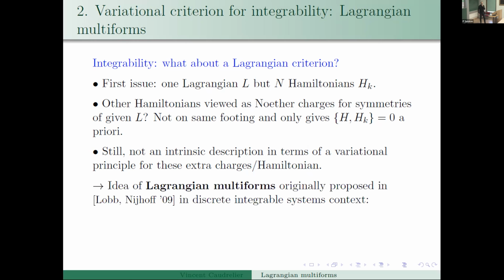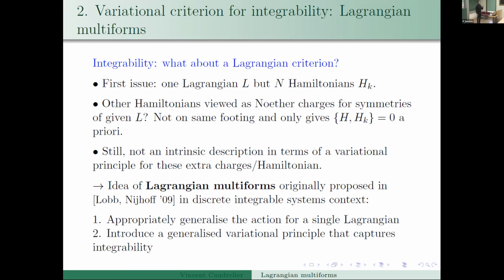And there came the key idea in 2009 by Frank and his PhD student at the time, Sarah Lobb. If you look at the paper, you will not recognize any of what I'm going to present today, because it was done in the discrete integrable systems context. But actually, the key idea was already there. And then what we did is transpose it to the continuous setup. And what is the idea?